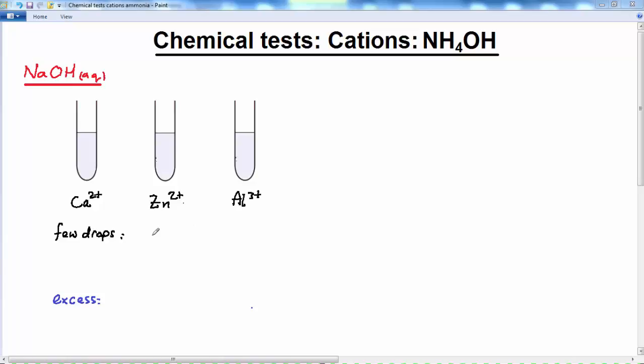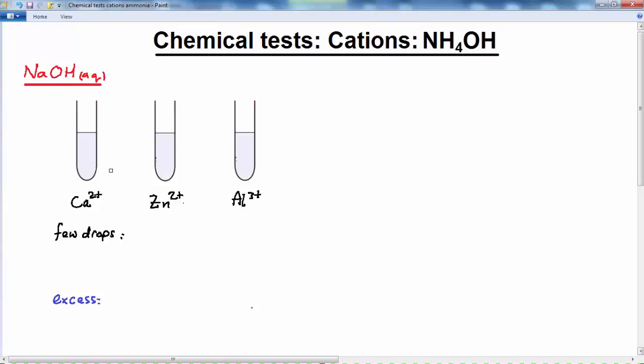Now the reason why we do this is that in the previous test, which involved adding sodium hydroxide solution to various samples, some of the cations give very similar results and it's difficult to distinguish between them. So we perform this extra test with the ammonium hydroxide to distinguish.